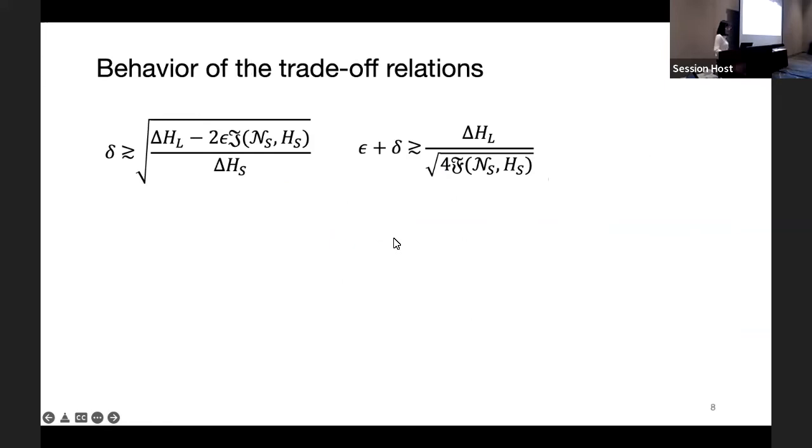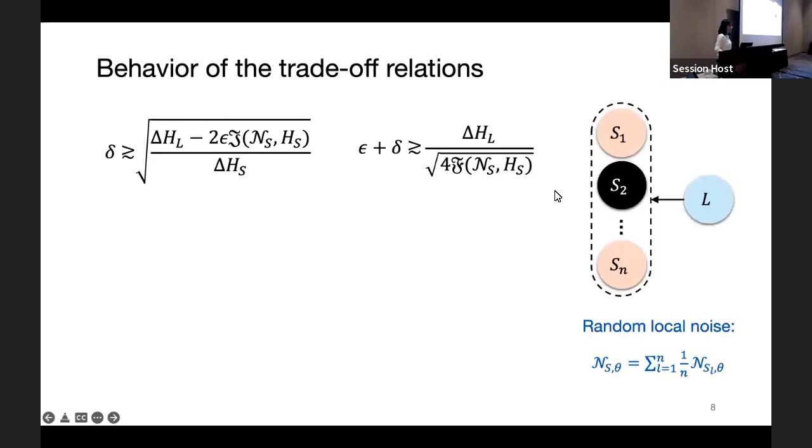Okay, so now let's first take a look at the behavior of our trade-off relations on different noise models. The first noise model we consider is called random local noise. It describes the situation where noise happens independently and randomly on each subsystem, so the noise channel is a convex combination of all these local noises. In that case, delta HS scales linearly, J also scales linearly, and F is going to scale quadratically.